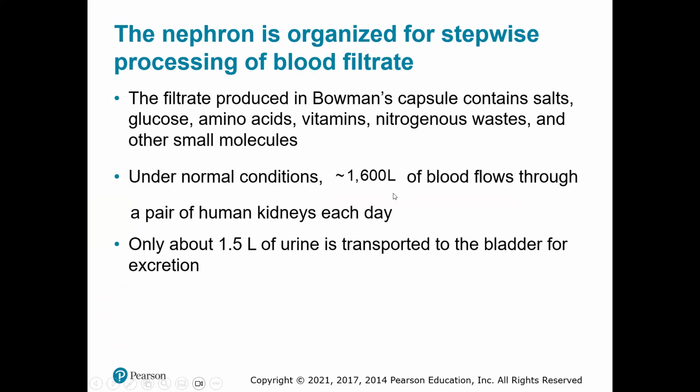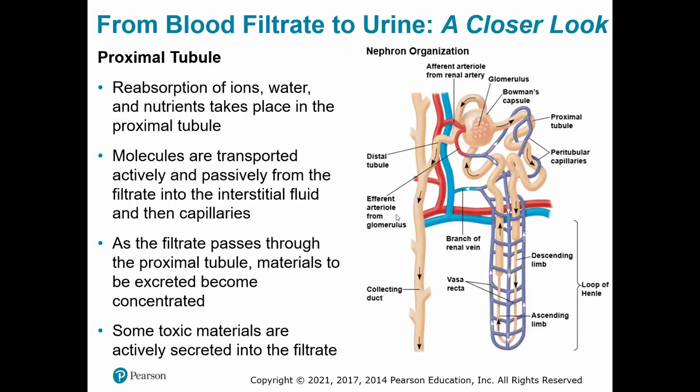So bottom line is this. 1,600 liters of blood flows through human kidneys each day. Okay, so it's quite a bit of blood. Remember, think of it as a 2 liter bottle. So we're talking 800 2 liter bottles. But only about 1.5 liters of urine is actually transported to the bladder. You only produce about 1 or 2 liters of urine a day. Basically, that means almost all of it is reabsorbed.